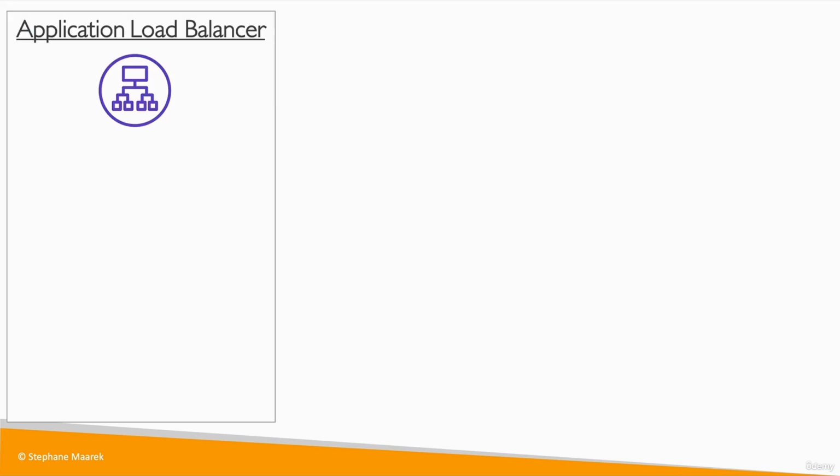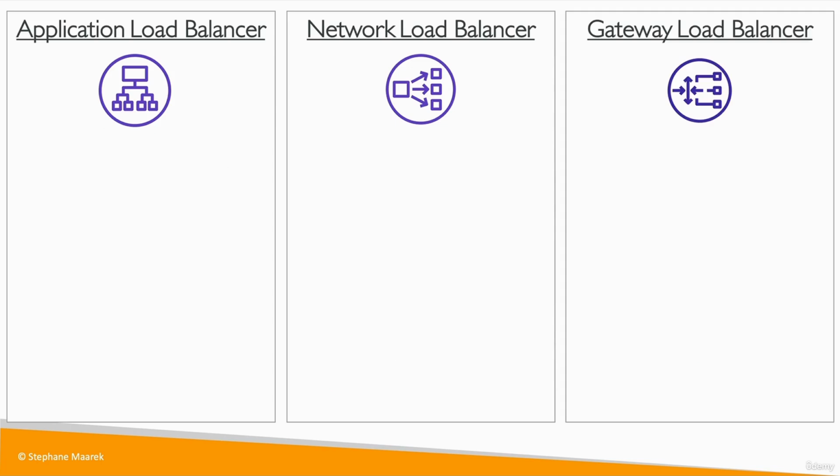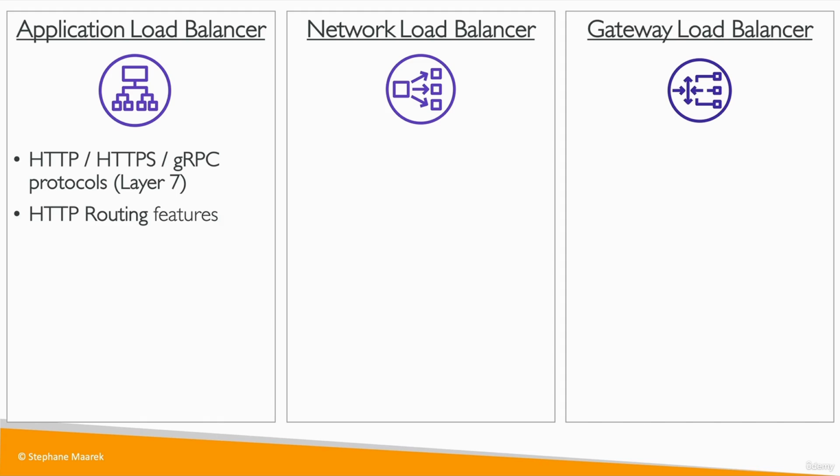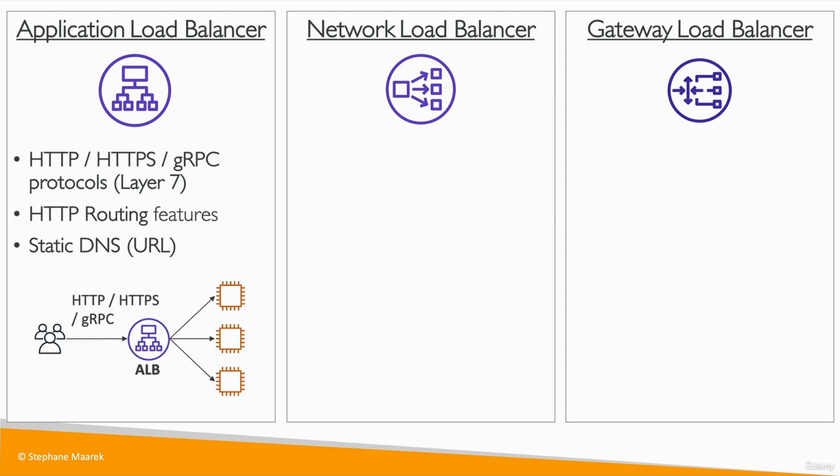So if we have a look at the differences between the ALB, the NLB, and the gateway load balancer, also GWLB, then what you need to look at for the exam are these kind of keywords. If you see HTTP, HTTPS, or gRPC protocol, it means it's layer 7 and it's the ALB. Also, anytime you need HTTP routing features, this would be requested. For a static DNS as well, this would be very helpful if you want to have a static URL. So the architecture is very simple. The users access your load balancers on one of the protocols I just mentioned, and then the load balancer routes traffic to the downstream EC2 instances, for example, if you've chosen the targets to be EC2 instances.